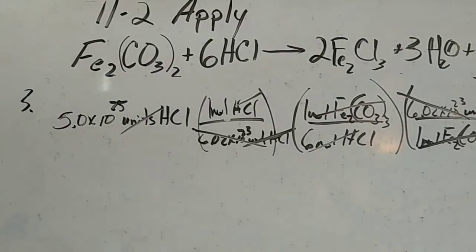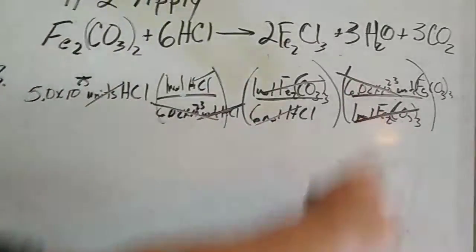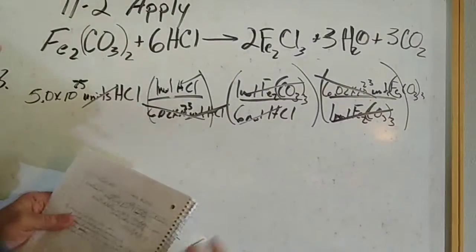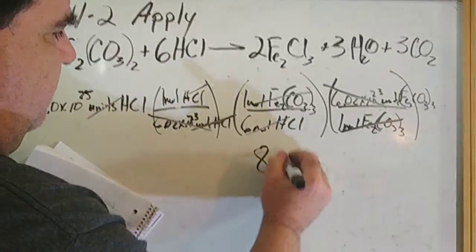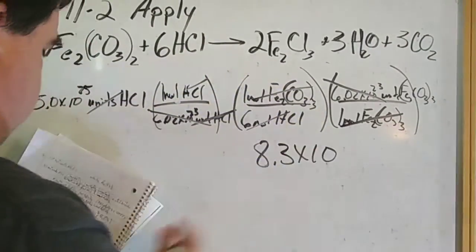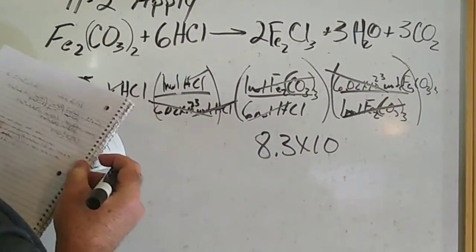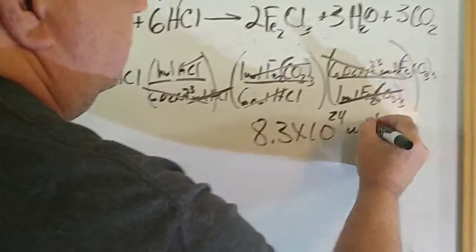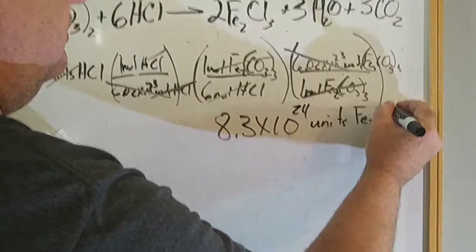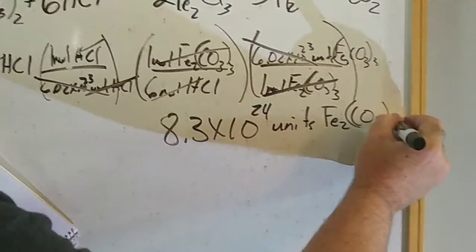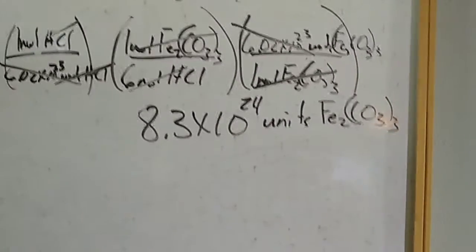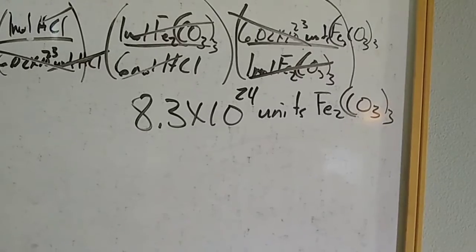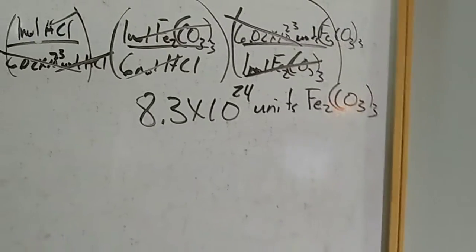I can make doing math easy on myself if I write out my problem. And your first answer should be 8.3 times 10 to the 24th units of Fe2CO3. So that should be your first one. Now, that's not what the answer wants. It wants the units, and then it says, okay, how many grams is that?